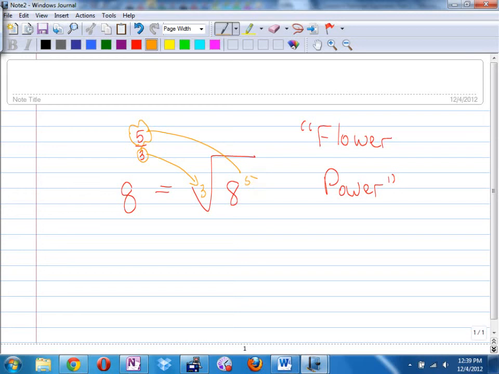That's how I still do it all these years later. When you give me a fractional exponent, I go, the root goes to the root. The bottom goes to the root. And the power goes to the flower. Flower power. Pick your pencils up.